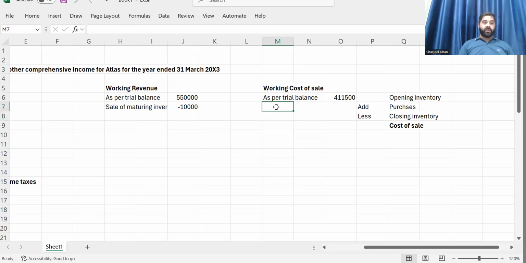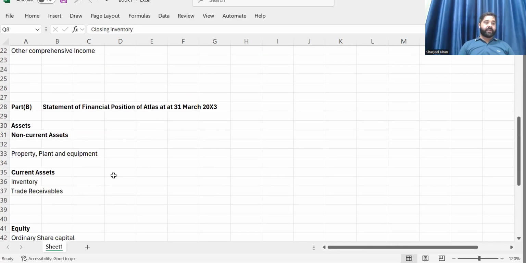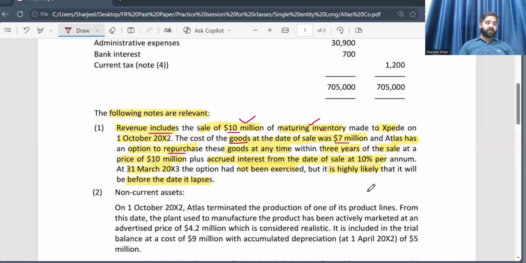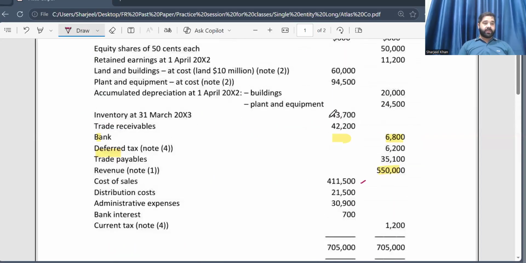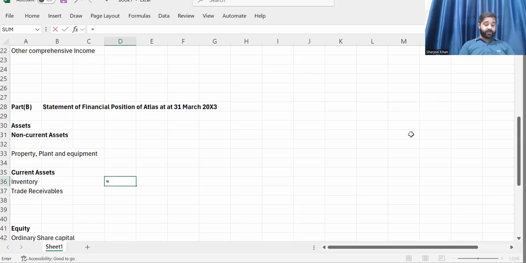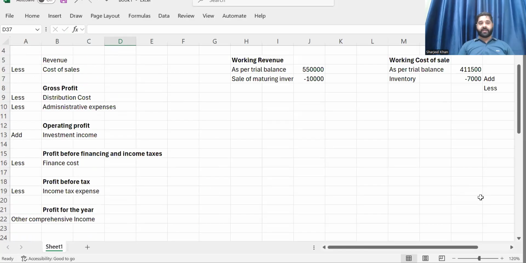Now what do we have to do? We have to decrease the cost of sale, so minus 7 million, which is 7 multiplied by 1,000. Closing inventory is understated, which means the cost of sale is overstated. Now reduce the cost of sale and make the adjustment in the inventory as well. So the closing inventory is 4,700 and add 7,000 here as well, because the closing inventory is understated.